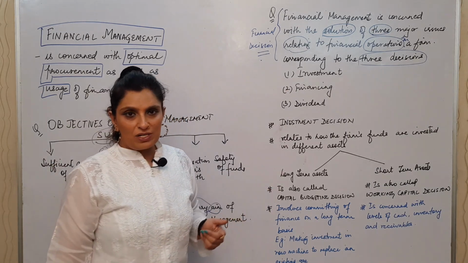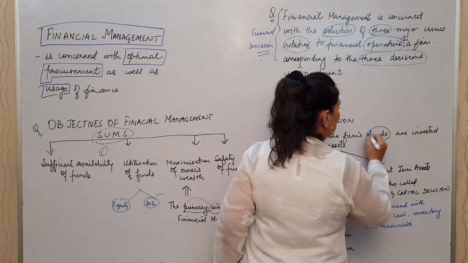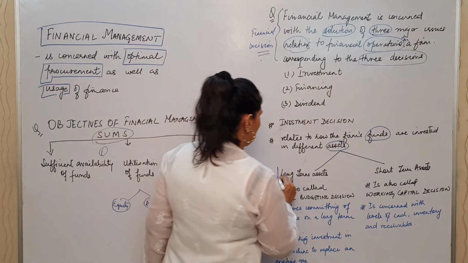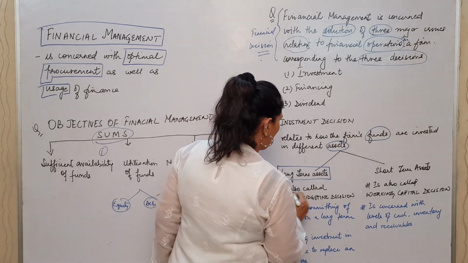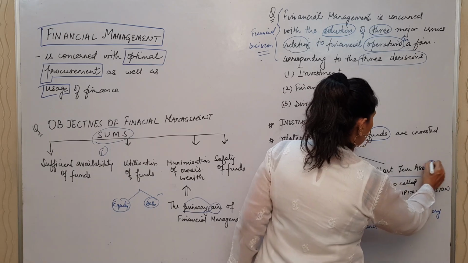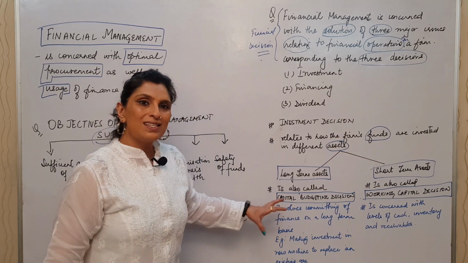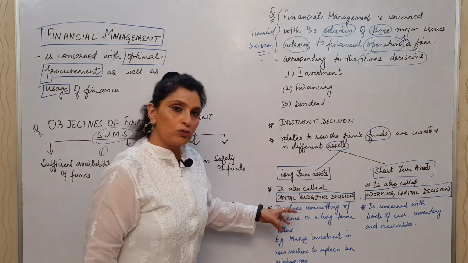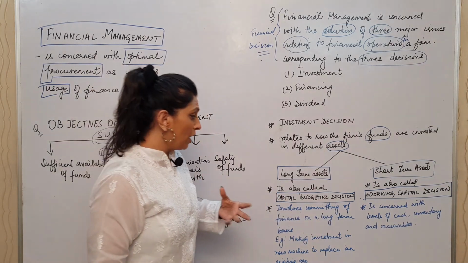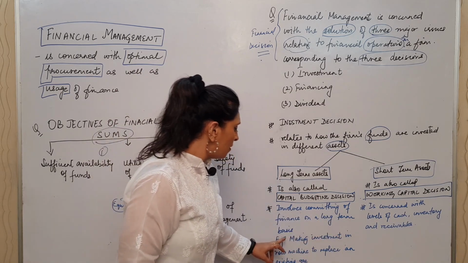Let's talk about investment decision first. Investment decision relates to how firms' funds are invested in the different assets. Different assets means long-term assets and short-term assets. When we talk about long-term assets, we are talking about capital budgeting decision. When we are talking about short-term assets, we are talking about none other than our working capital decision. Capital budgeting is management of fixed capital, and it involves committing finance on a long-term basis.